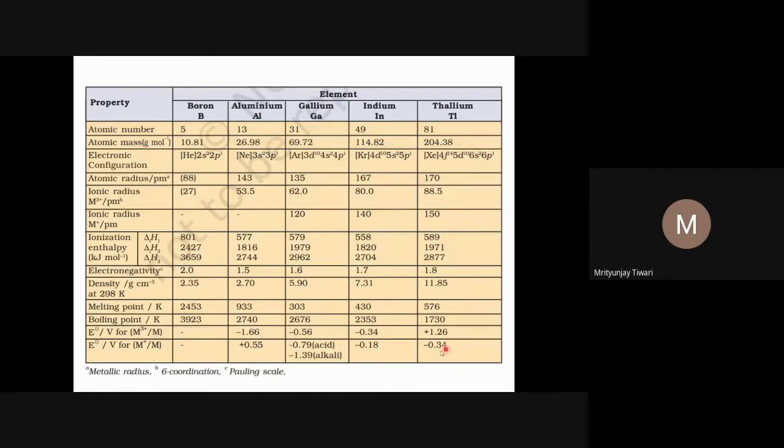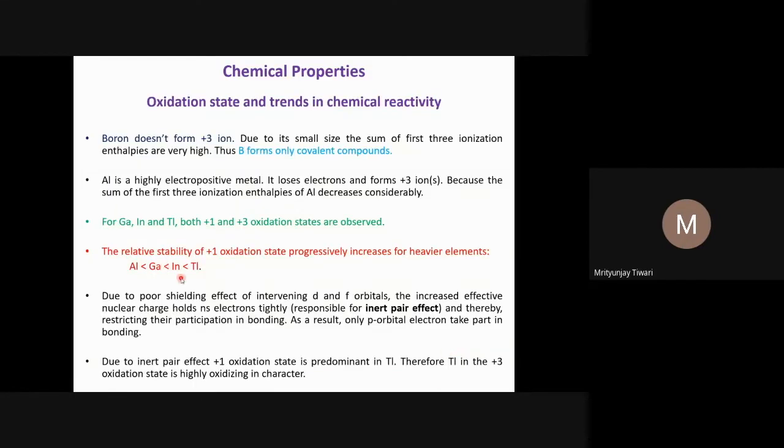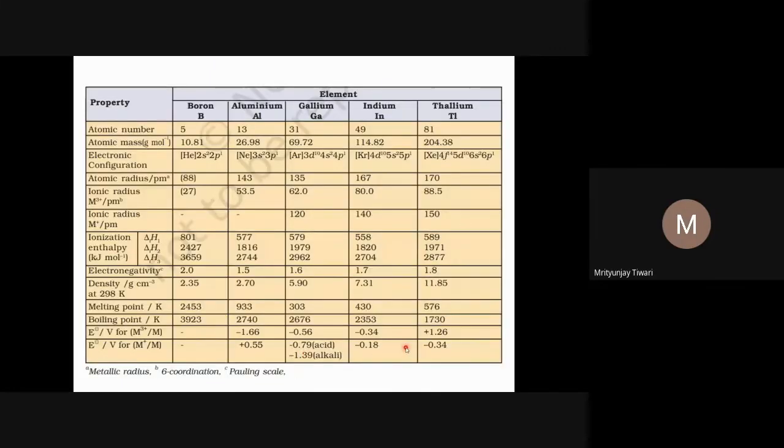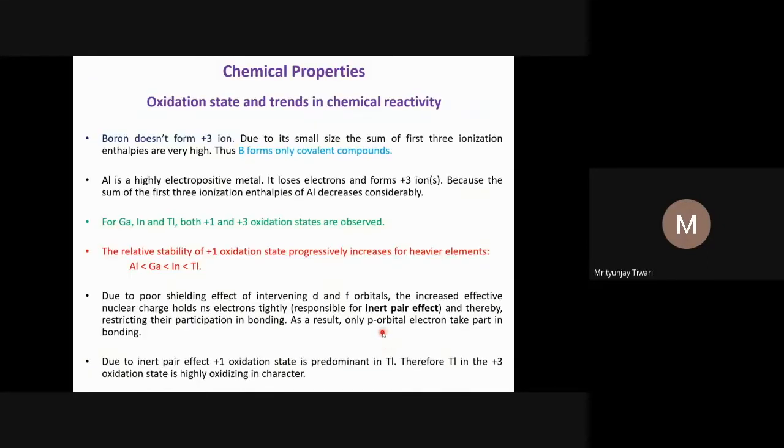So you can see this possibility is not there even for this one as well. Thallium is more stable, and for indium the possibility is also there. From the reduction potential value, you can just make it out. This value, if you remember, delta G is equal to minus nFE. And why does the relative stability of the plus 1 oxidation state progressively increase for heavier elements?